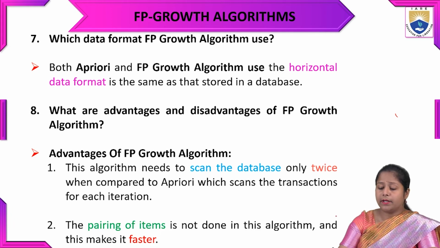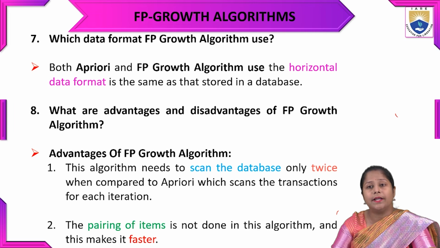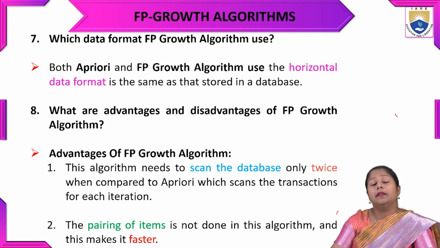The second advantage is that the pairing of items is not done in this algorithm, and that is what makes it faster in nature. So the combinations for each of the elements are not used for the combination of the set of items.